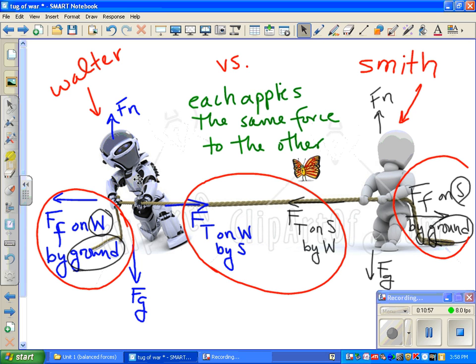So that's pretty much the big thing with Newton's third law. You just got to kind of say, hey, how many objects are involved? How many forces result in that? Done and done. So I think that's about it. That's all I got.